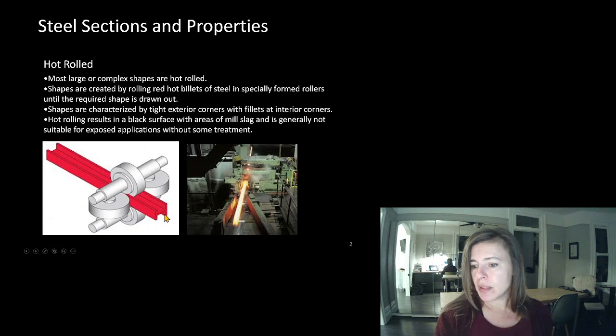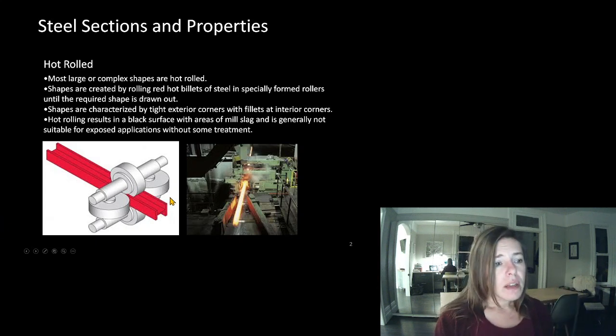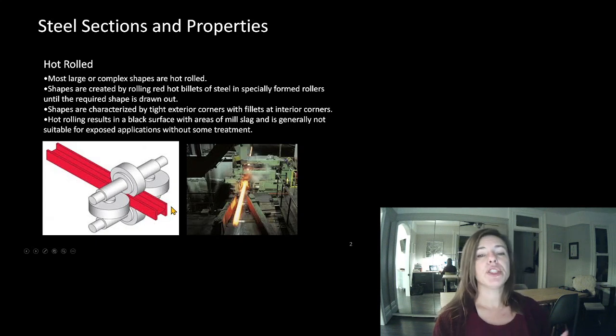You can normally tell a hot rolled section because any interior corners, so these little bits right here, and even the bottom side of this are rounded. The top side edges and the bottom side edges will be sharp. So anything where it's actually been deformed will be round.